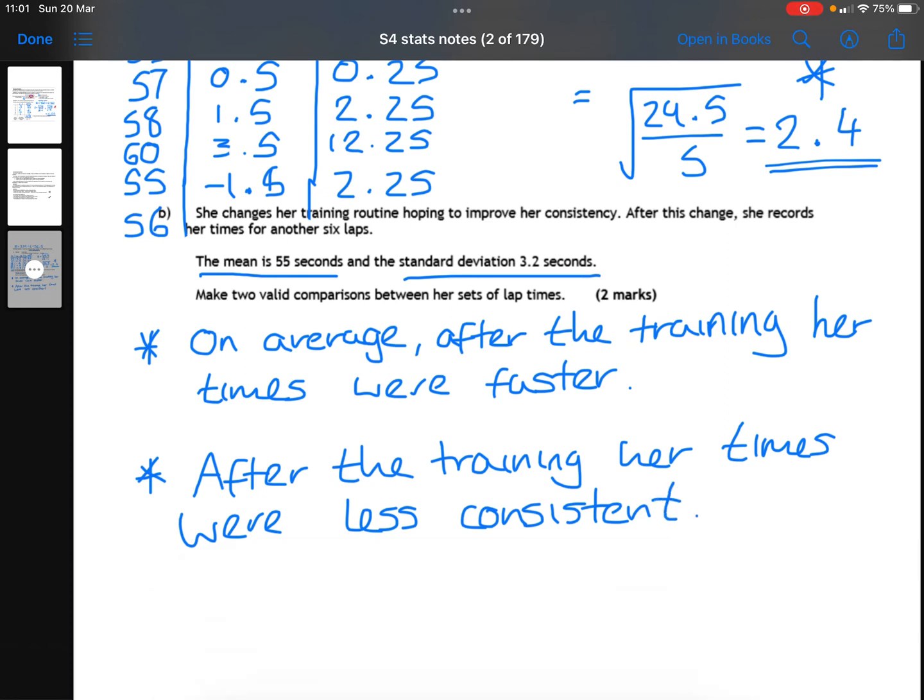Now the reason that would be is because a higher standard deviation means that her times are more spread out from the mean, and therefore they're less consistent, they're less the same, they're less similar. Okay, so we'd use that word consistency as that's what they've used within the question.